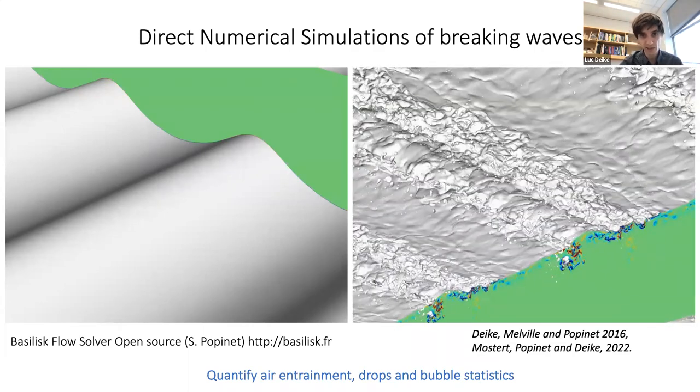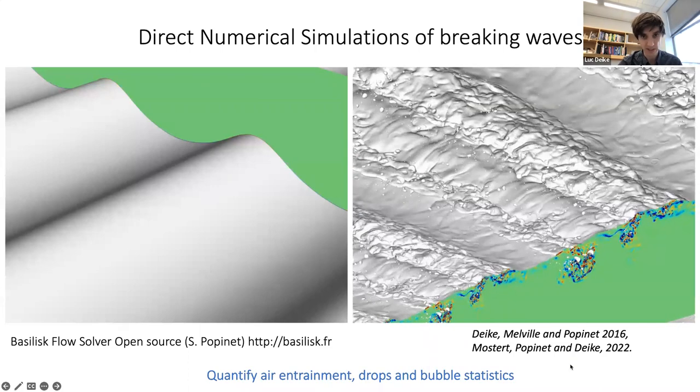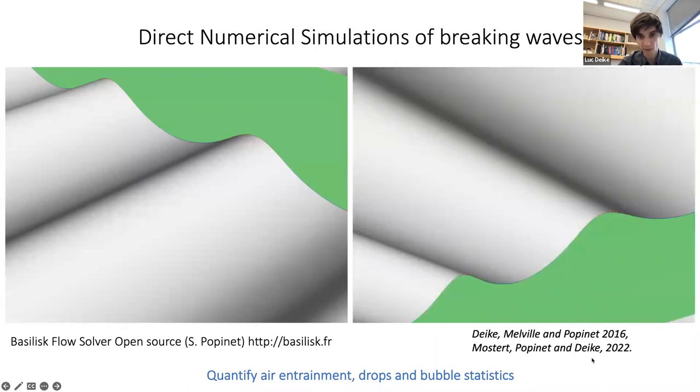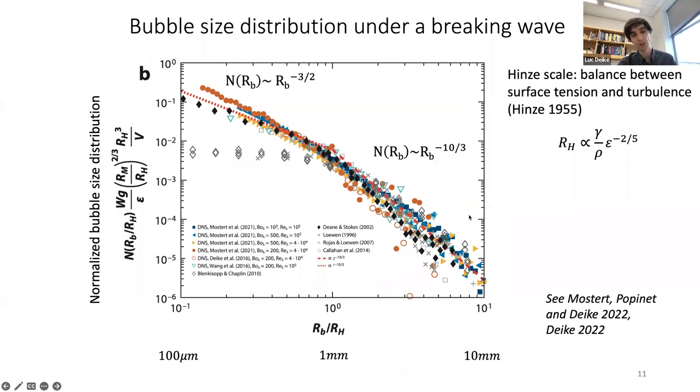And if you have access to these simulations, then you can compute the bubble size distribution. You can do that for various conditions, and you can compare to available laboratory data. So this plot summarizes what we know on the bubble size distribution in a breaking wave. Here you have the size distribution on the y-axis, normalized in a complicated way that relates to the geometry and the energetics of the breaker. But basically, it's all controlled by the speed and the slope of the breaker.